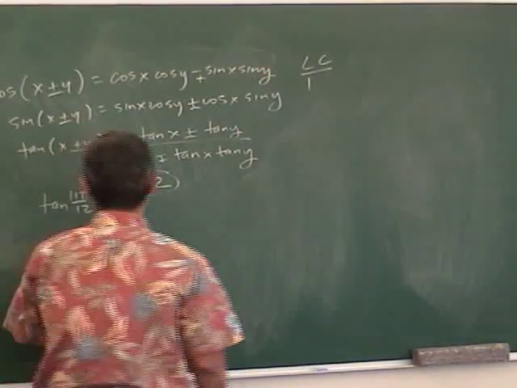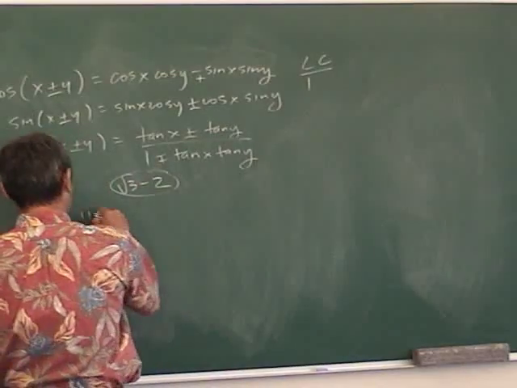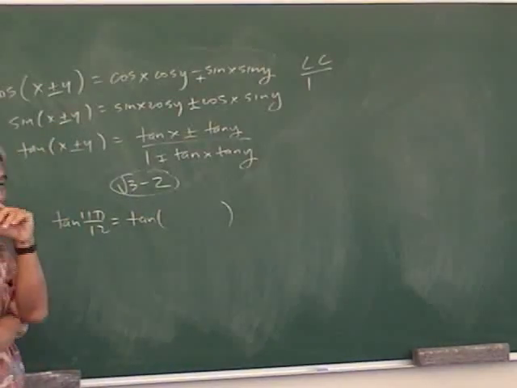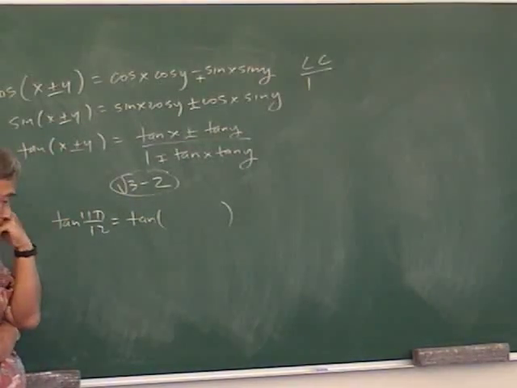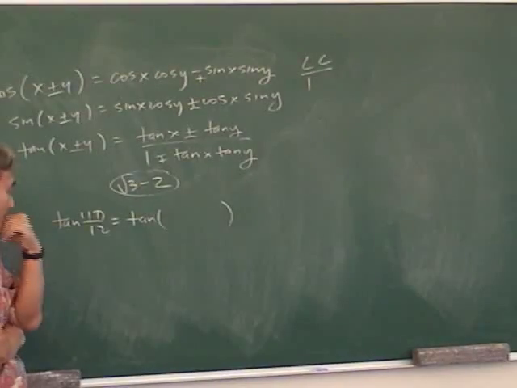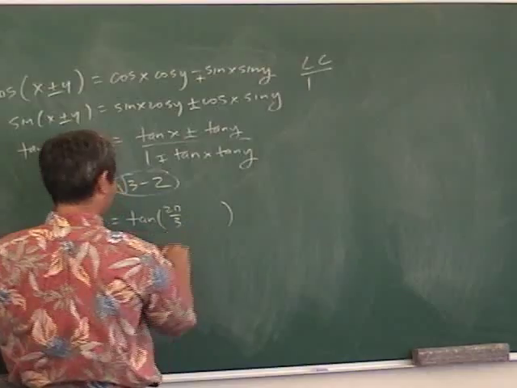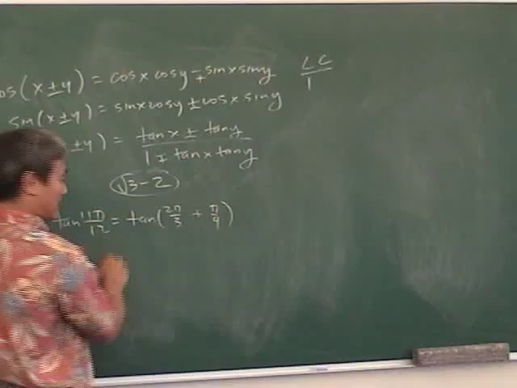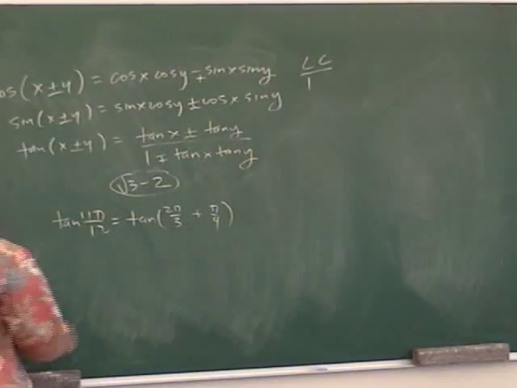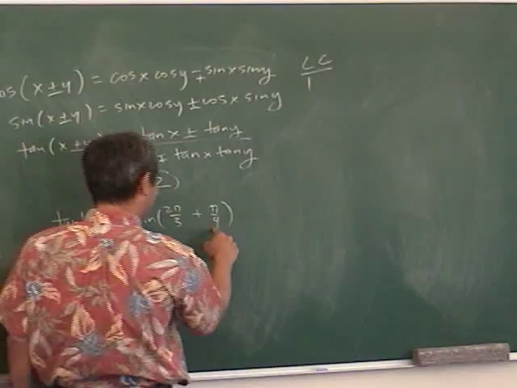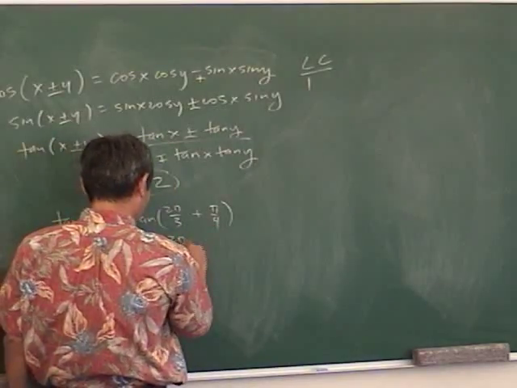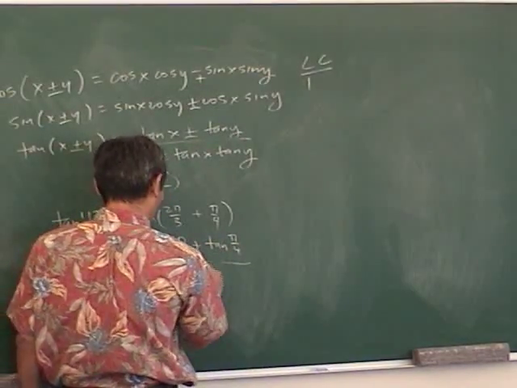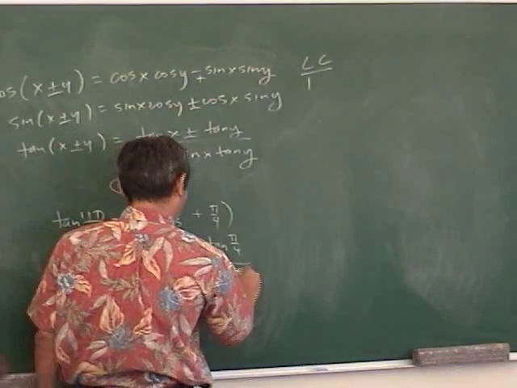But for the civilians, what we have to do, tangent of 11 pi over 12, we have to break up 11 pi over 12 into two angles that we do know. 3 pi over 12 and 8 pi over 12. So that's 2 pi over 3, which is 8 pi over 12, plus 3 pi over 12, which is pi over 4, right? This plus this equals that, right? And then you use the identity. Okay, so what's the identity for tangent gorilla plus banana? Tangent gorilla plus tangent banana all over 1 minus tangent gorilla, tangent banana.